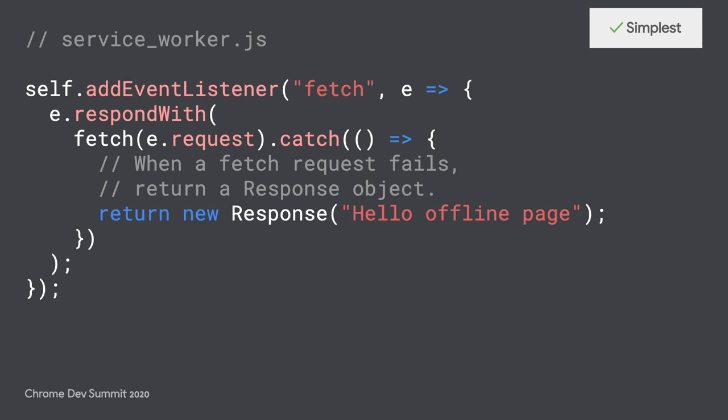This is a naive and simplest example. In Service Worker, that can be considered as offline capable. The fetch event handler returns a response object when a fetch request fails. So users can see the hello offline page text when they access an installed PWA offline.